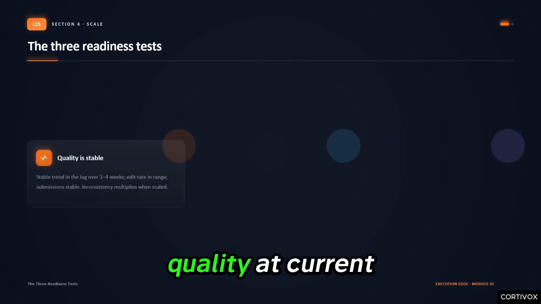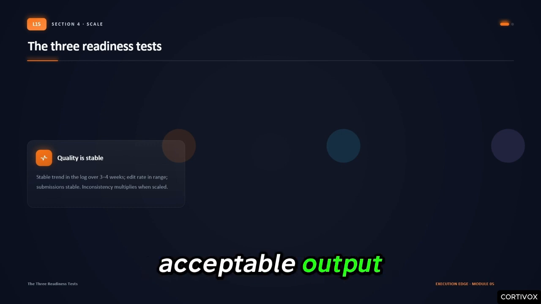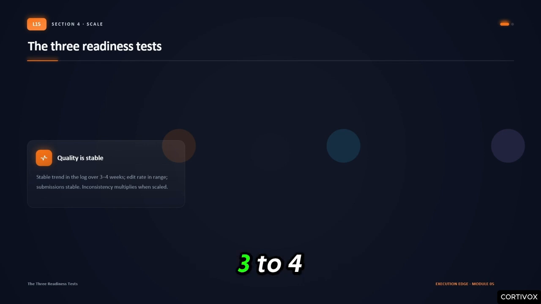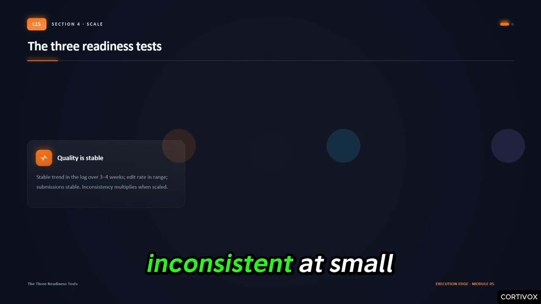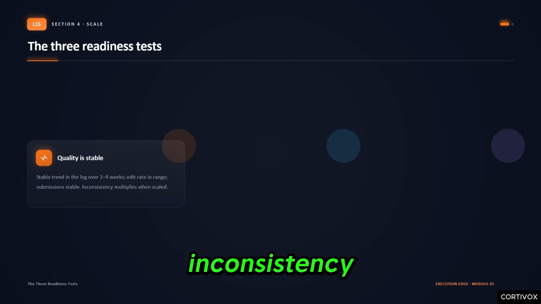Test 1. Quality at current scale is stable. The system is producing consistent, acceptable output. The monitoring log shows a stable quality trend over the last 3 to 4 weeks. The edit rate is within acceptable range. The submission count is stable. If quality is inconsistent at small scale, scaling multiplies the inconsistency.